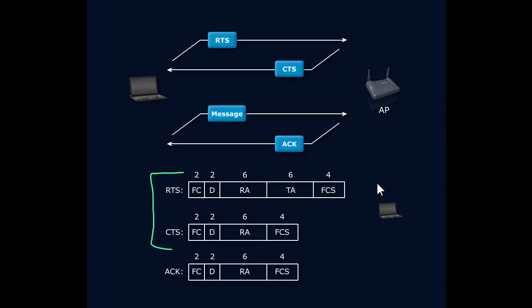So what I could use is a request to send frame. I'd like to send a message. So I'd send that to the access point. The access point hears everybody. So if the access point is at a point where it could potentially send a frame itself, then it will send back to the client a clear to send frame. Once that is sent, then the client will be able to actually send its frame.